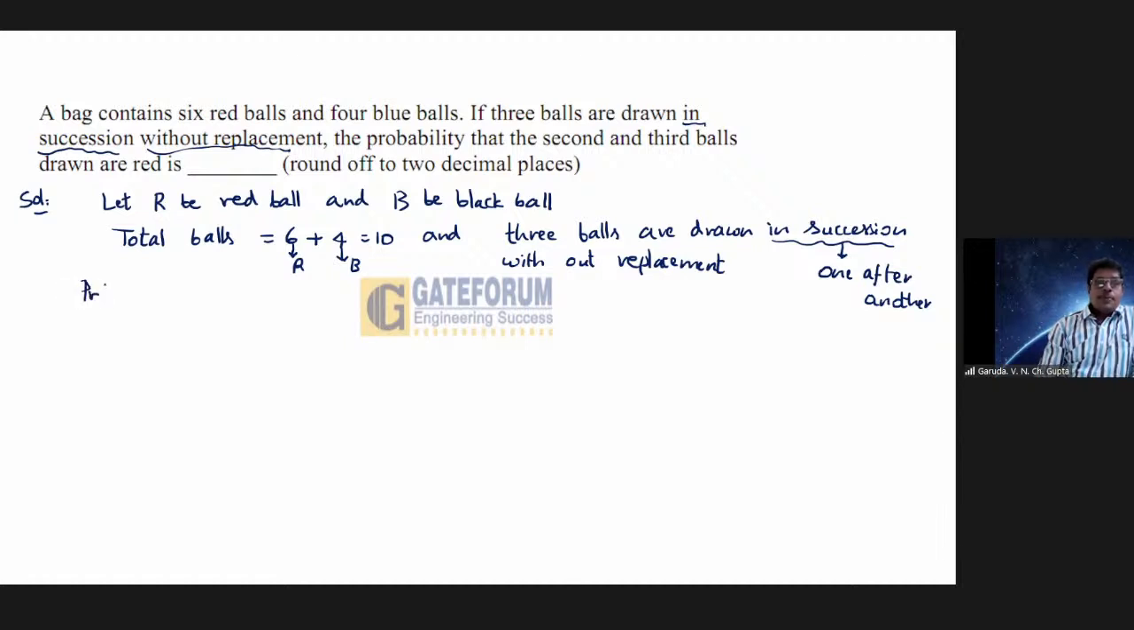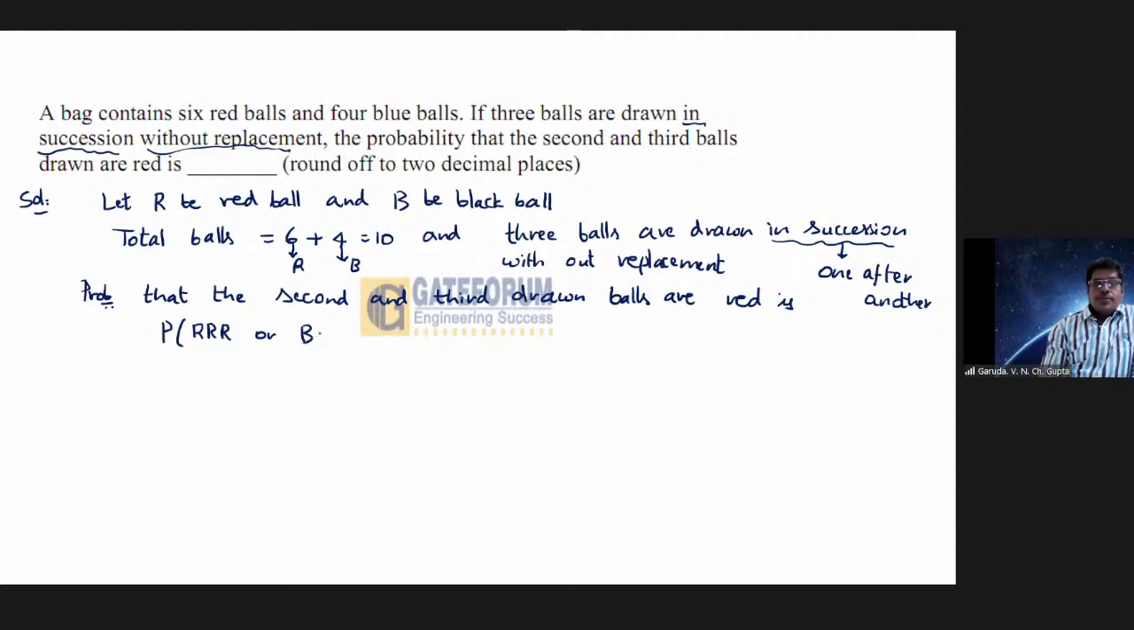Probability that the second and third drawn balls are red is nothing but probability of a red ball in first draw, red ball in second draw, red ball in third draw, that is RRR, or blue ball in first draw, red ball in second draw, red ball in third draw.